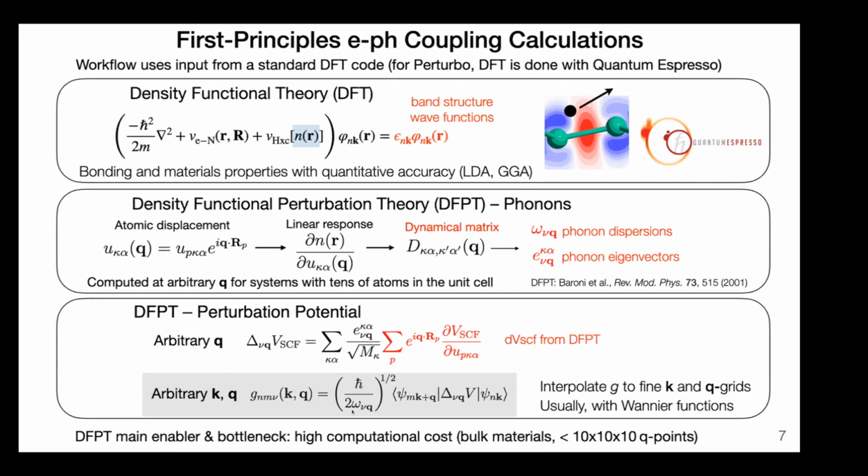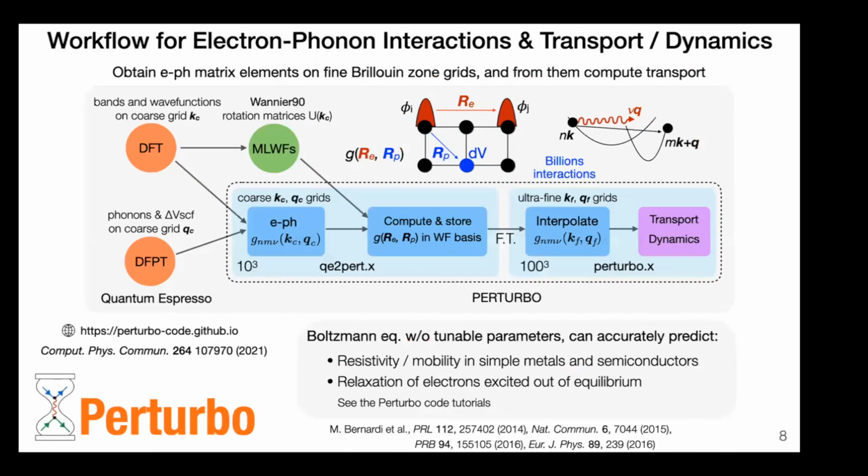One of the key challenges, however, is that DFPT is both the tool that makes these calculations possible, but it's also the bottleneck because of its high computational cost. So typically, DFPT for solids is only possible for systems, let's say, up to about 50 to 100 atoms in the unit cell, and also typically for moderate q-point grid densities of up to, say, 10 by 10 by 10 or so. One of the challenges for computing transport is that we need these interactions on significantly finer grids to capture the scattering processes between various bands and electronic states.